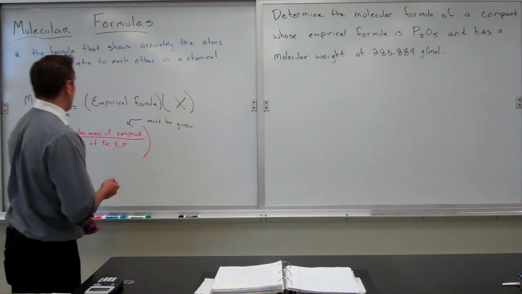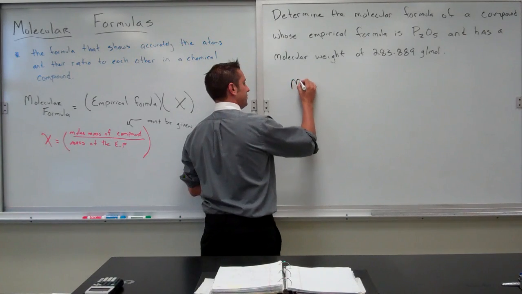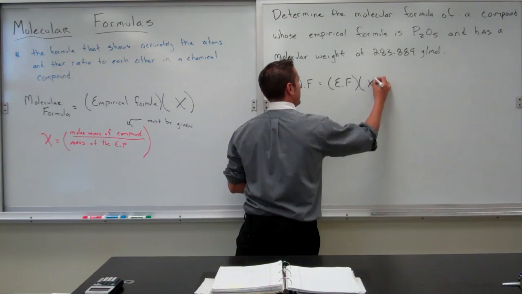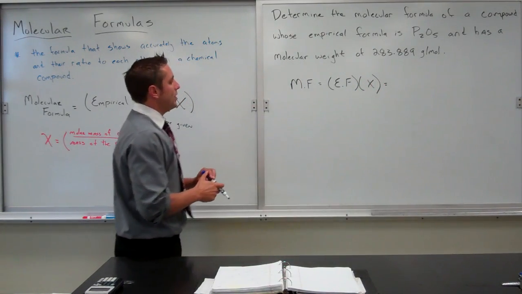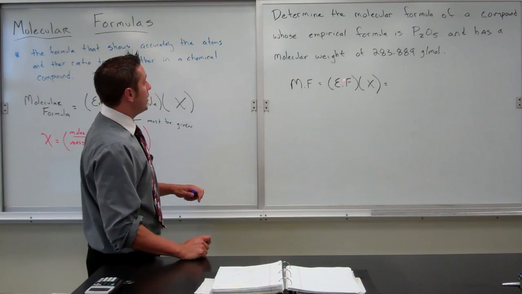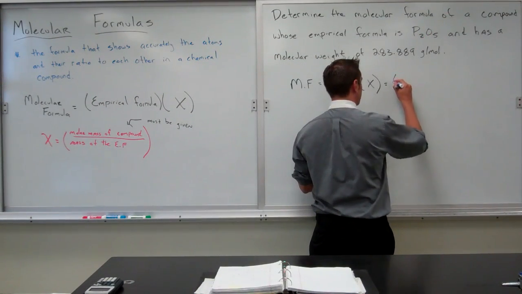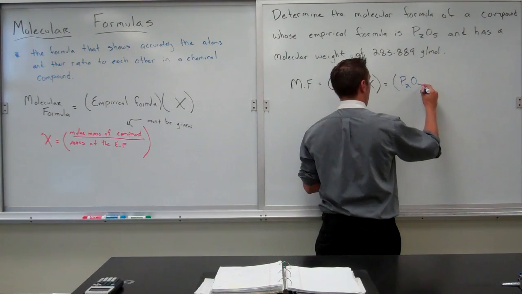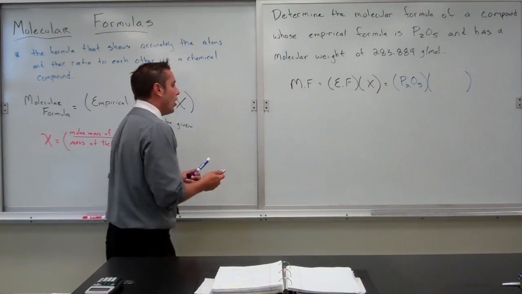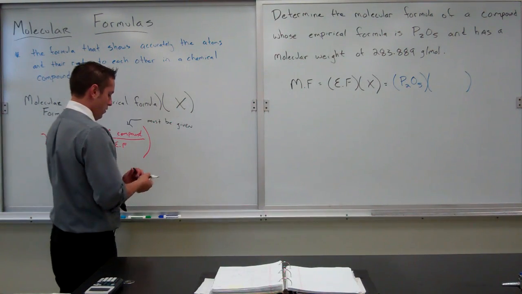Obviously, we're trying to find the molecular formula, so we want to start with this equation here. Abbreviating the equation to save space, molecular formula is equal to empirical formula times X. So, we take a look and see what we have. Do we have the molecular formula? No, that's what we're looking for. Do we have the empirical? You bet. That's P2O5. Do we have X? Well, we have to take a look. X is the molar mass of the compound divided by the empirical formula mass.